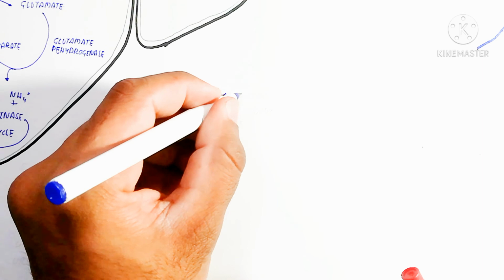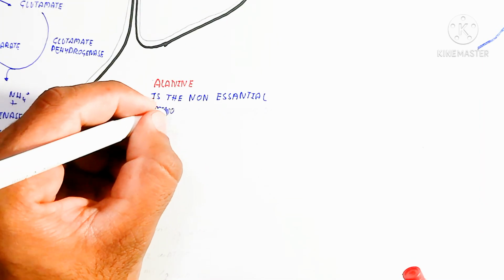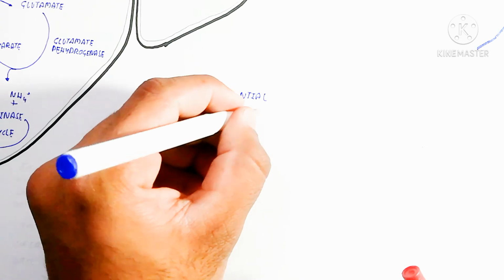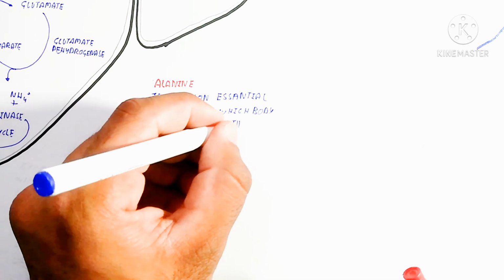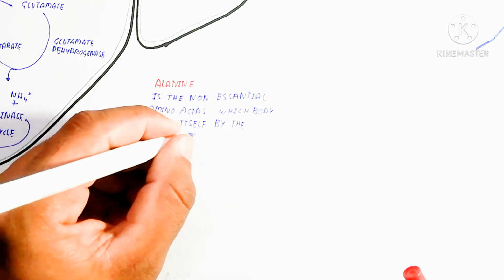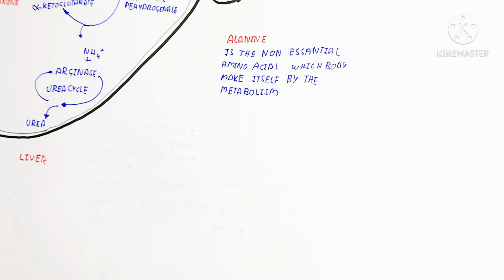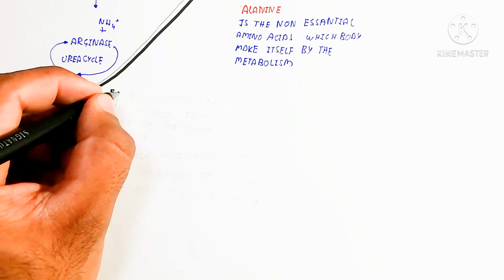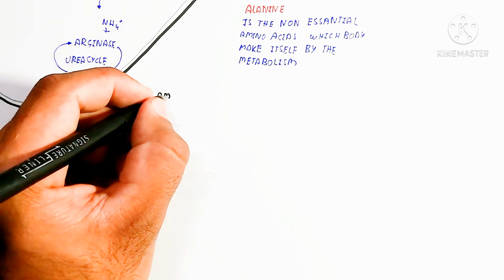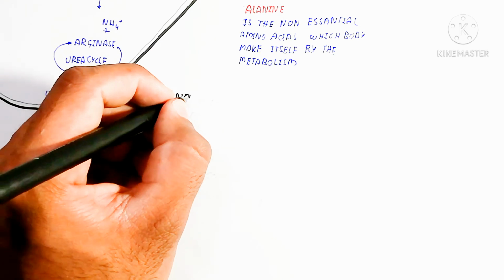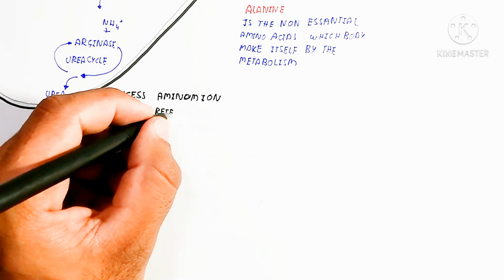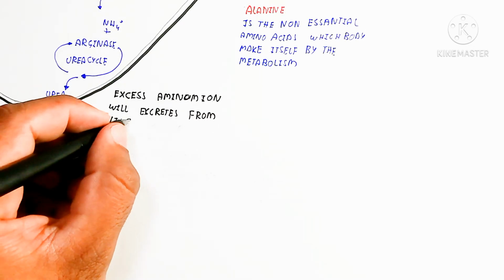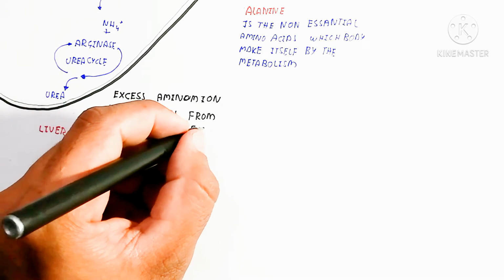Basically, alanine is a non-essential amino acid which the body makes itself by metabolism. The excess ammonium ion is excreted from the liver in the form of urea. Urea is less toxic. Why? Because the ammonium ion requires more water for excretion through the urinary system. The excess ammonium is excreted from the liver in the form of urea, a two-nitrogen-containing compound, which is a larger compound, made by the anabolic pathway of the urea cycle.